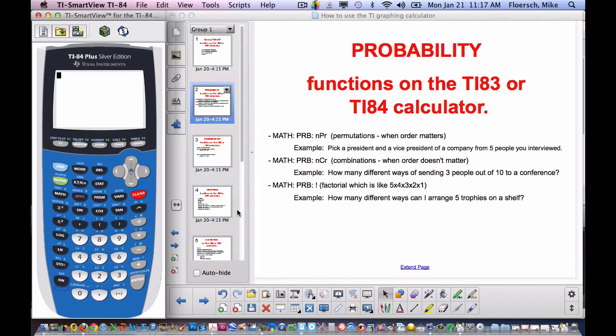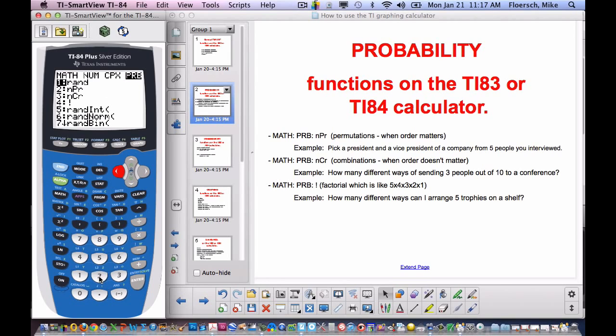Let's do an example. We want to pick a president and a vice president of a company from 5 people that are interviewed. In this case, order will matter because my president will be my top person, where my vice president will be my second top. And I only have 5 people that I interviewed. So I want to do 5, and then we're going to do math, and you can scroll right to the left, and there's your options.